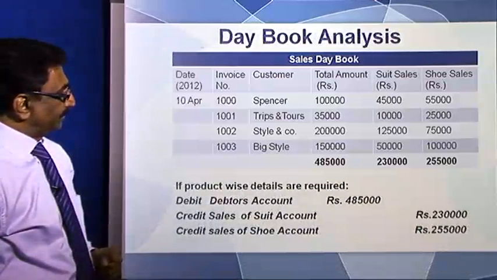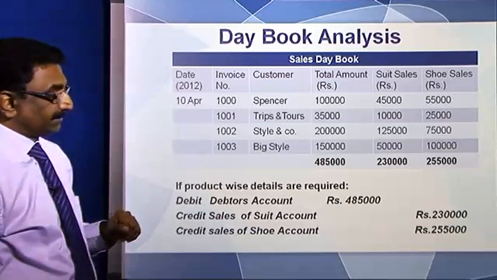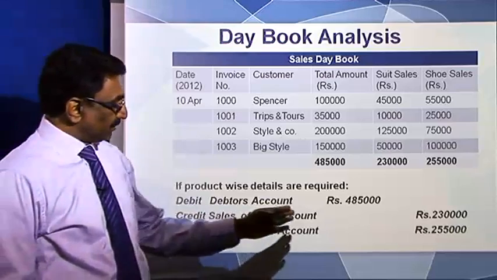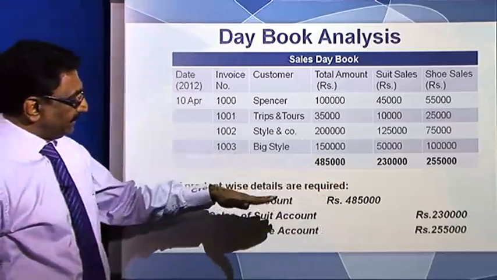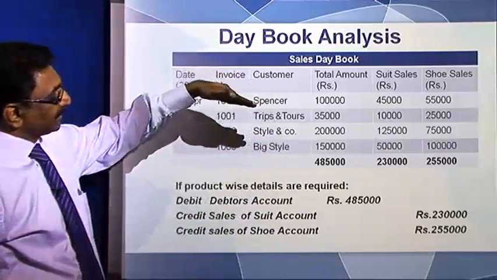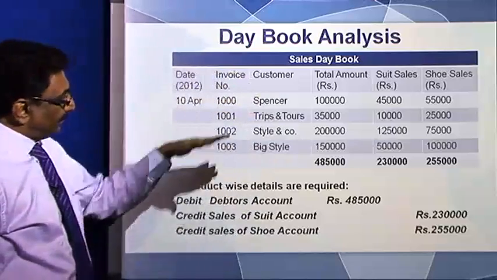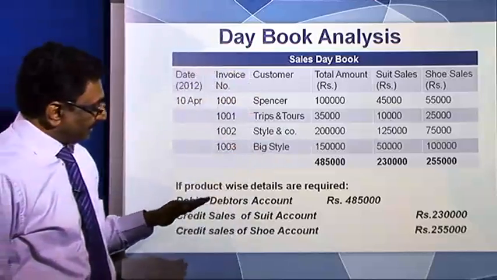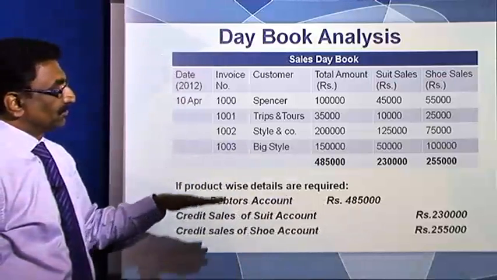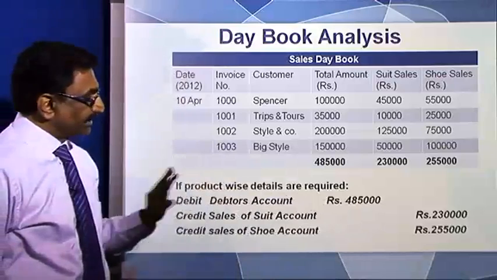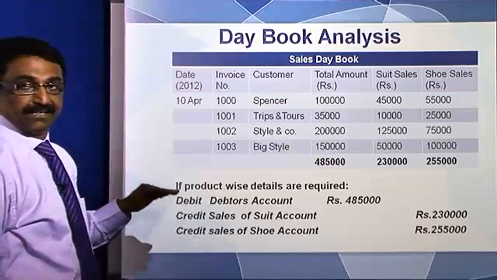If you want a little more breakdown of the sales figure, then we can have two accounts: sales of suit account and sales of shoe account. The debtors amount remains the same. In fact, the debtors also you can break down to Spencer, Trips and Tours, Style, etc. But just to give you the concept and understanding, we have broken down only the sales part and said that we can have two ledger accounts, sales of suit and sales of shoes, so that also can be monitored. Otherwise, the way you treat the transaction in terms of debit and credit remains the same.